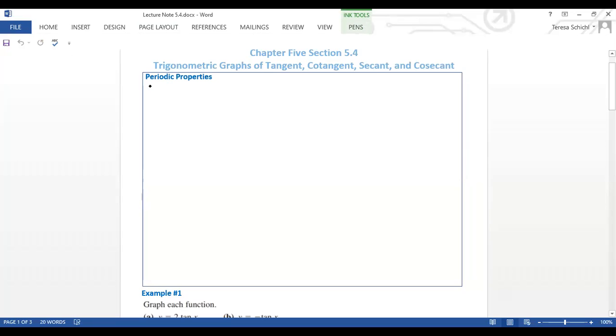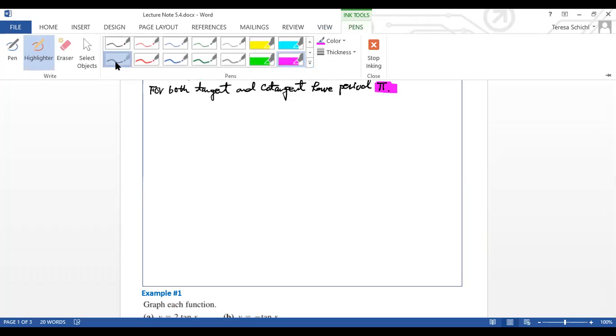So for both tangent and cotangent, they have a period equal to pi here. That is different from the remaining 4. The other ones, like sine, cosine, secant, and cosecant, all have a period of 2 pi. And here, the tangent and the cotangent have a period of pi.